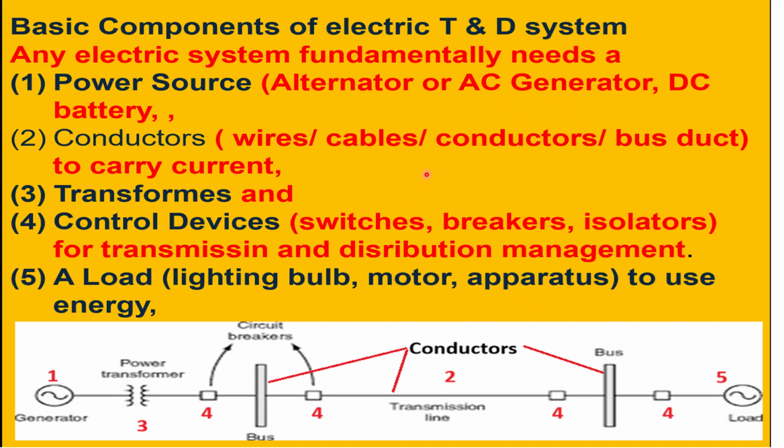And just to revise, I am going to discuss the basic components of an electrical transmission and distribution system. Any electrical system fundamentally needs a power source, that is a generator here, alternator or AC generator or DC battery. Then conductors, these conductors throughout: wires or cables or simple conductors or bus ducts to carry the current.